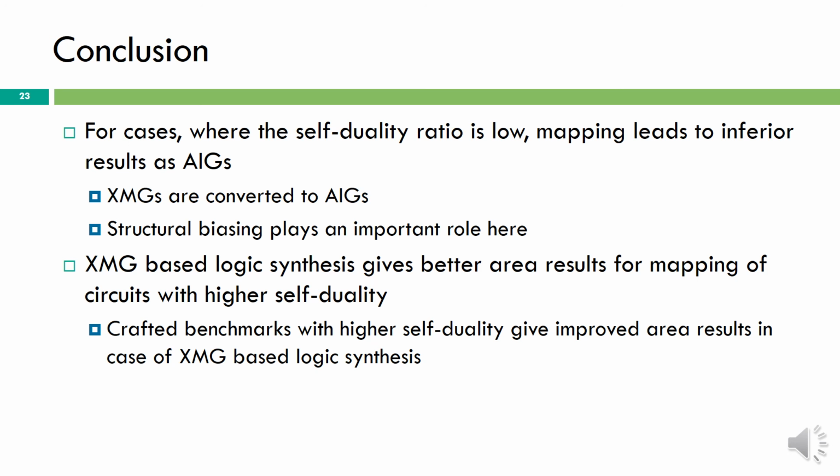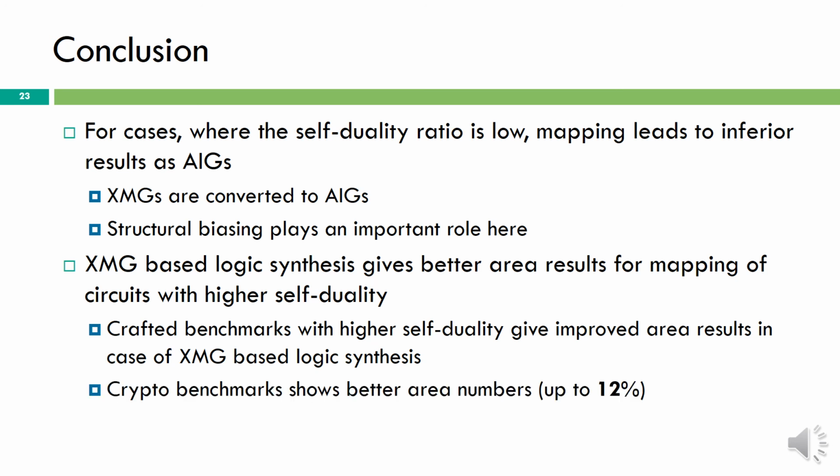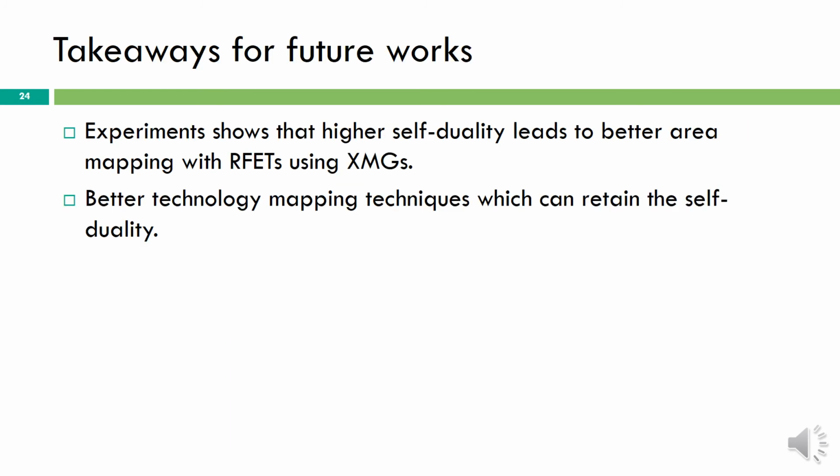And we can say that crafted benchmarks with high self-duality give improved area results in the case of XMG-based logic synthesis. Crypto benchmarks show up to 12% better area numbers.